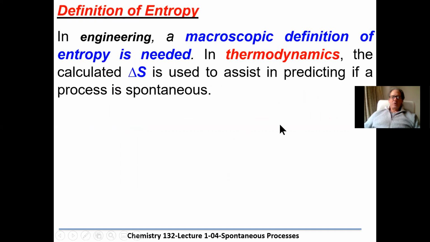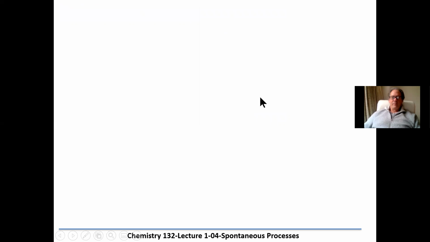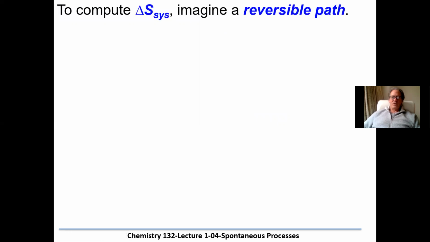So we're going to define entropy. In engineering, we need a macroscopic definition of entropy. In thermodynamics, delta S is a state function, and it's used to assist us in predicting whether a process is spontaneous or not. We'll calculate entropy change to decide whether it's spontaneous or not. We'll do that in future lessons.